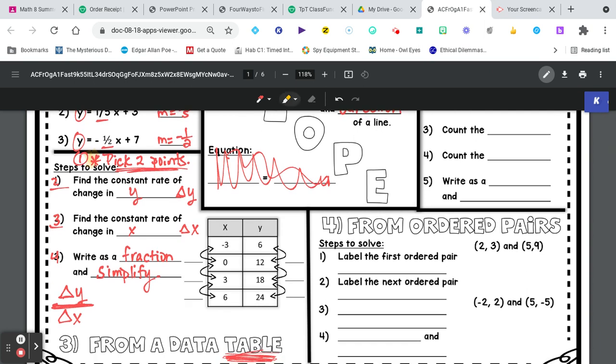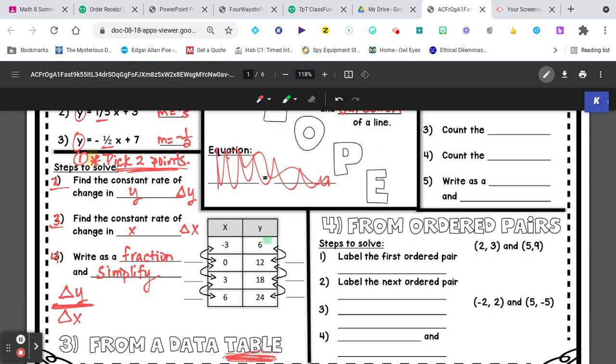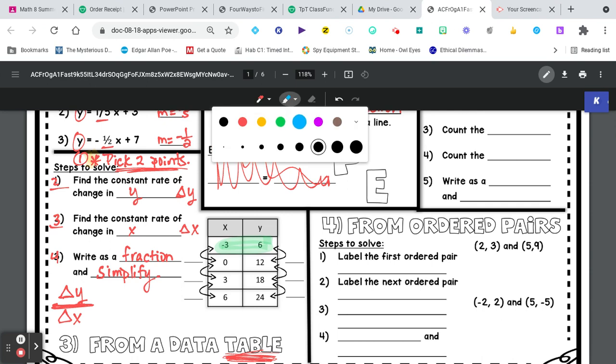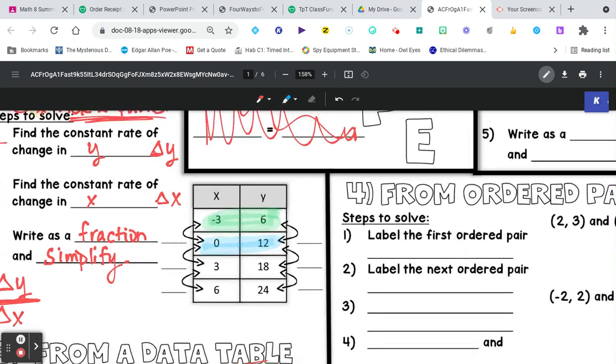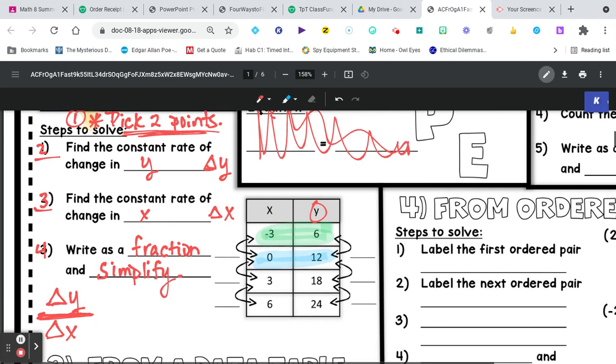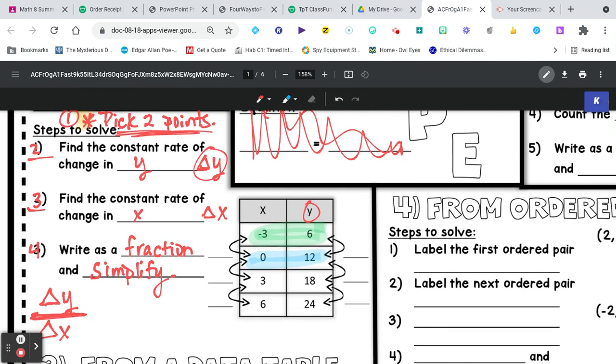So I'm going to pick 2 points. It doesn't matter what 2 points. So I can pick that ordered pair, and let's pick another one. I'll pick that ordered pair. And I know they have these arrows going to each one of them, but don't pay attention to that. I taught you all how to do it differently. So start off with your y, because we're doing the change in y first, okay? After we pick our 2 points, we're going to find the change in y first.